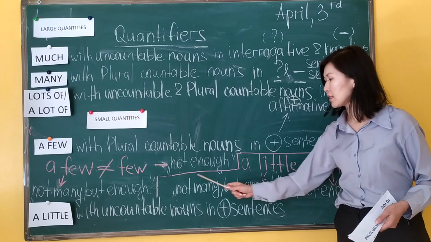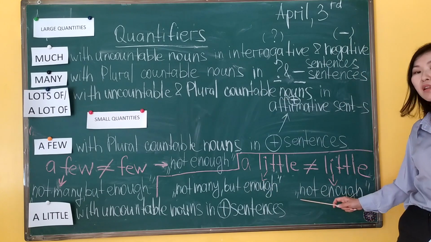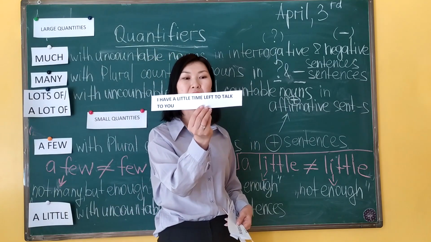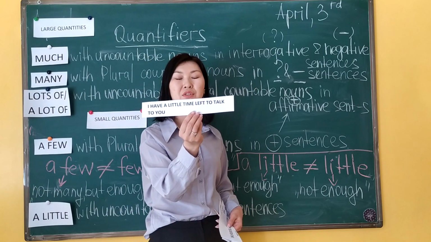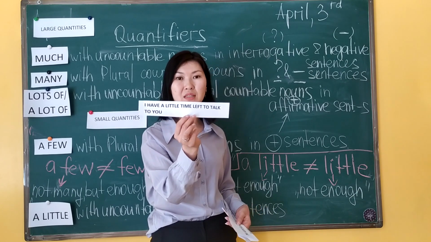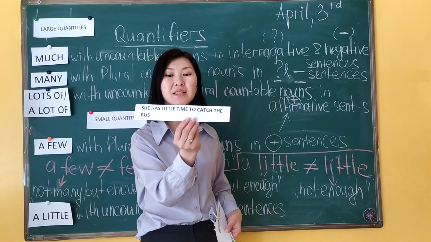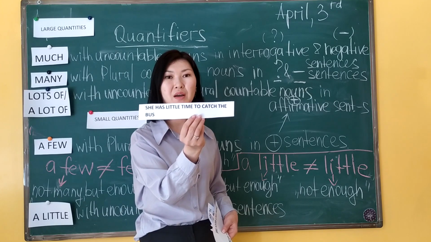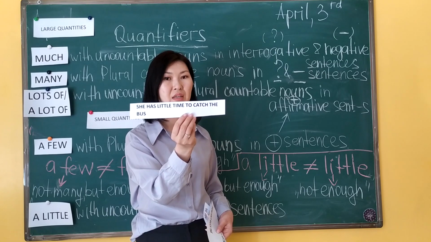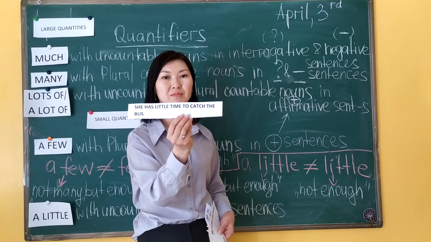Okay, but remember, a little is different from little. A little means not many, but enough. And little means not enough. For example, I have a little time left to talk to you. Not many, but enough. It's a positive meaning. She has little time to catch the bus. It's not enough, and it has a negative meaning.